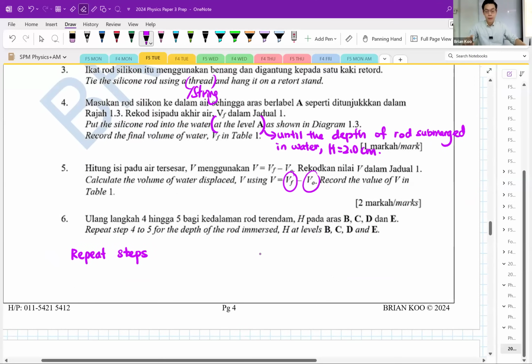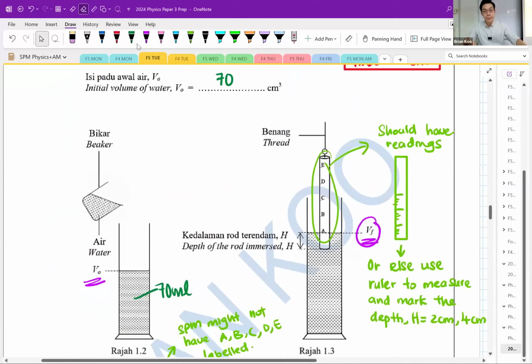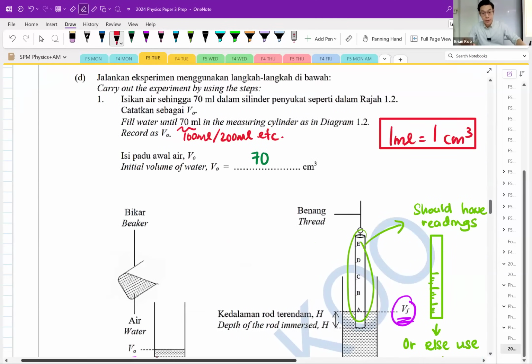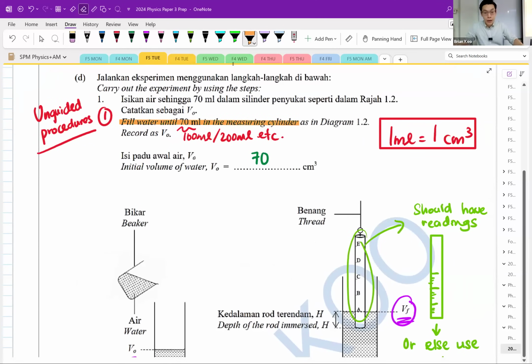Okay, you know what? I think I'll give you an unguided procedure to write. First point, you can write: fill the water until 70 ml in the cylinder. Record as V0.